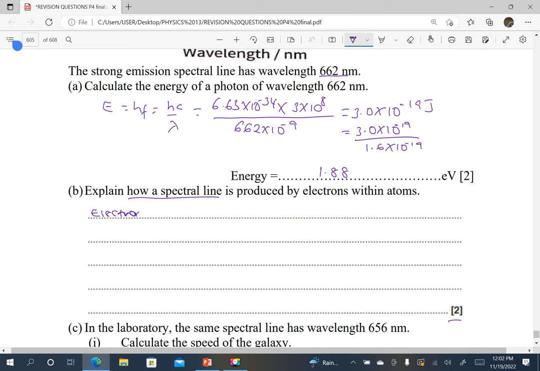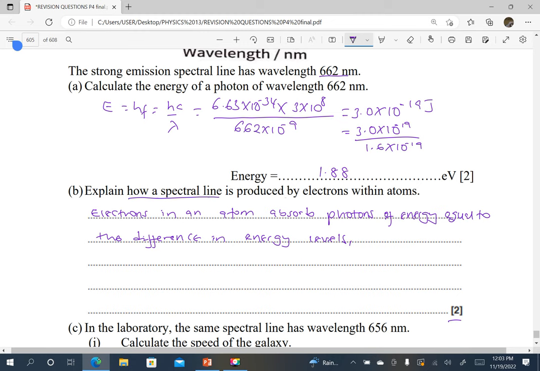Electrons in an atom absorb photons of energy equal to the difference in energy levels. So electrons in an atom absorb photons of energy equal to the difference in energy levels.